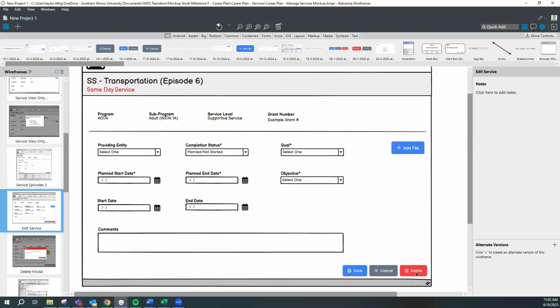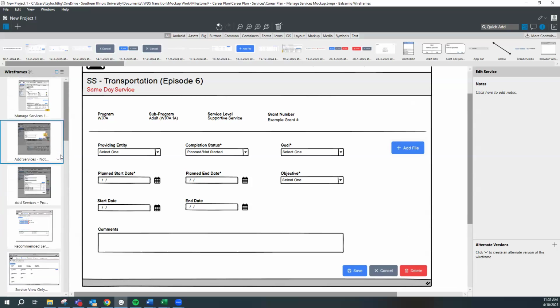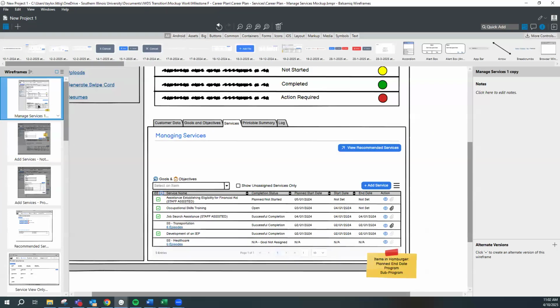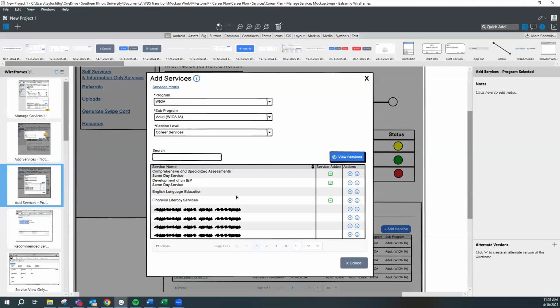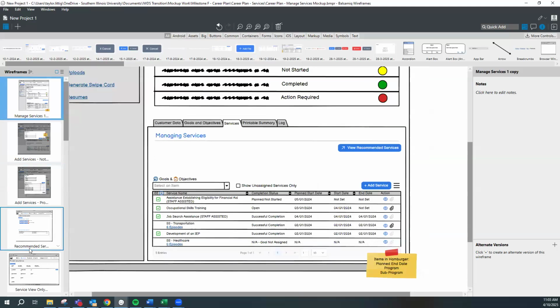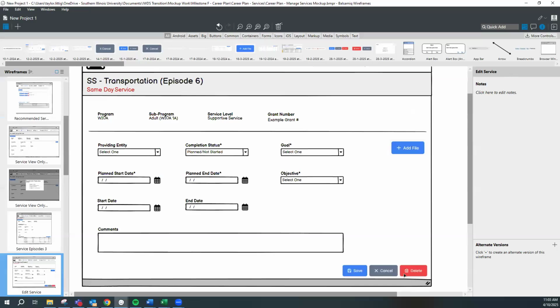And then there is a delete button. One thing I want to note about the delete is that the only services that a career planner will be able to delete themselves will be these ones that are the NA goal not assigned. So if you're on this page and you're adding services and maybe you meant to add English language education, you accidentally clicked financial literacy services and you go, oh shoot, I didn't mean to add that service. This customer doesn't need it. You'll be able to go right into this view icon and then go into that edit icon, and then you'll be able to hit delete. Because there has been no data saved to this service, you will be able to delete it.